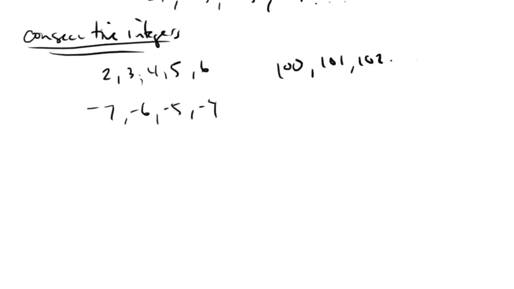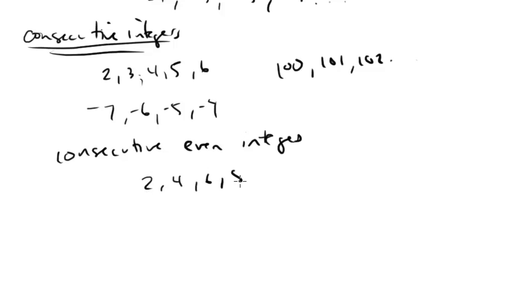Now, if they combine consecutive with even or odd, you just do the same thing. So if they ask for consecutive even integers, you could do something like 2, 4, 6, 8, and so on, or -6, -4, -2, 0. There's an infinite number of consecutive even integers, but you get the idea, right? They're going to be in order. And if it's odd, it'll be something like 1, 3, 5, 7, and so on.